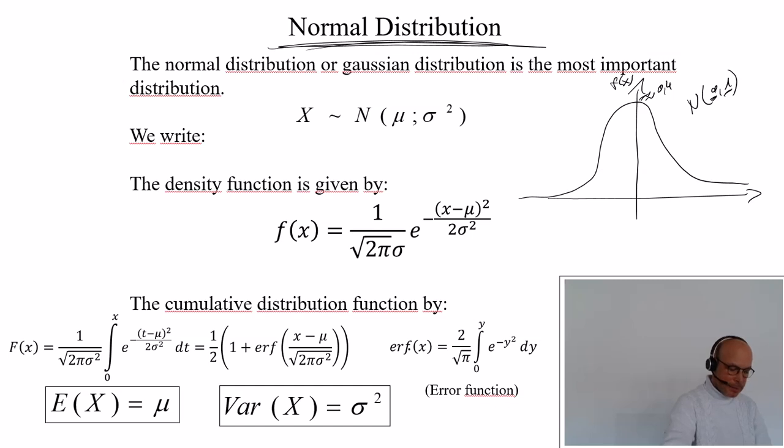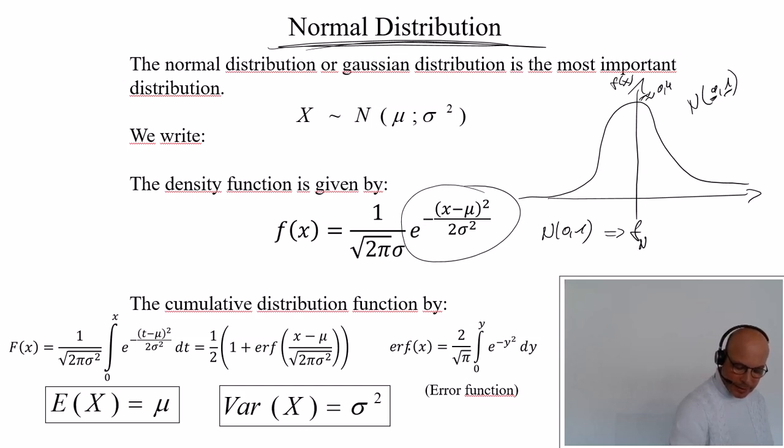Unfortunately, the formula for this normal distribution looks a little bit more complicated, with this exponential. If you take N(0,1) and insert this, then N(0,1) of x is this famous 1 over square root of 2 pi times exp of minus x squared over 2.